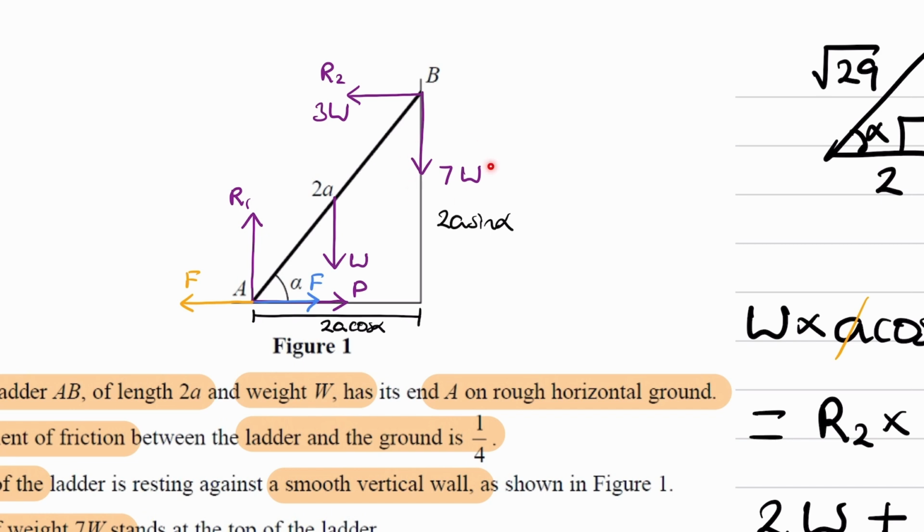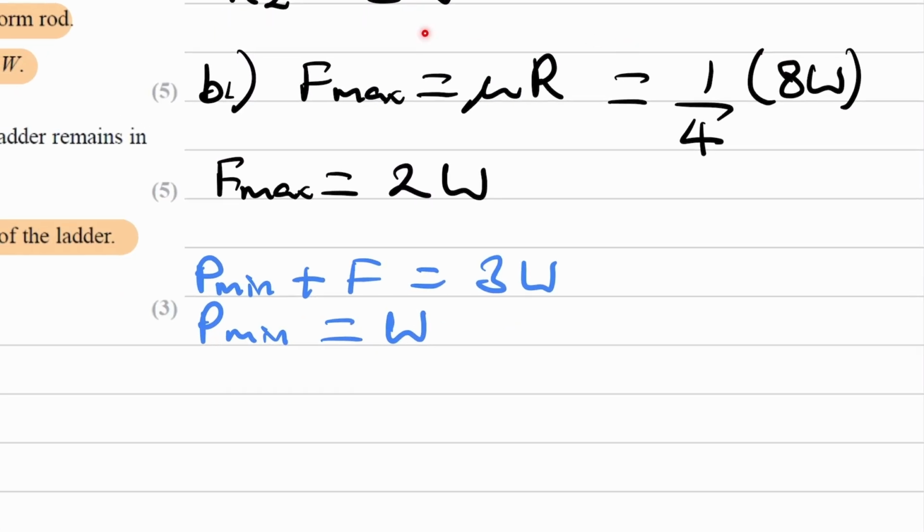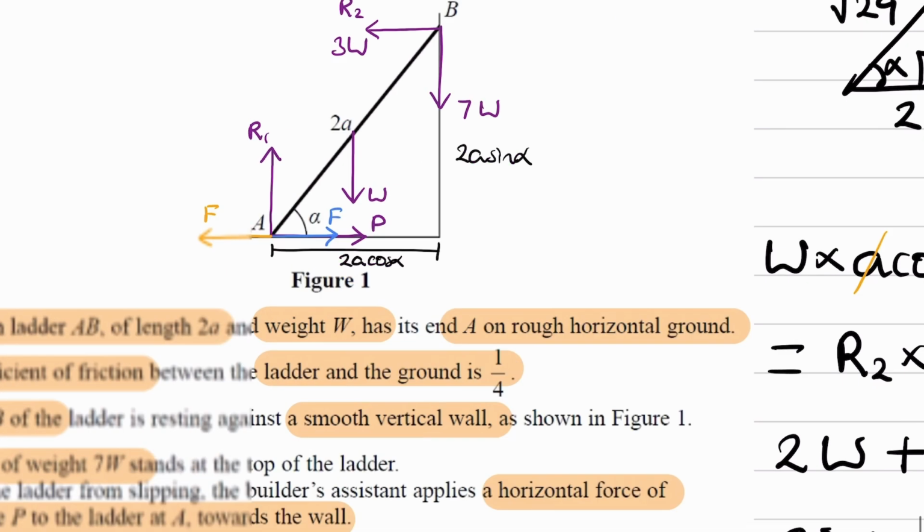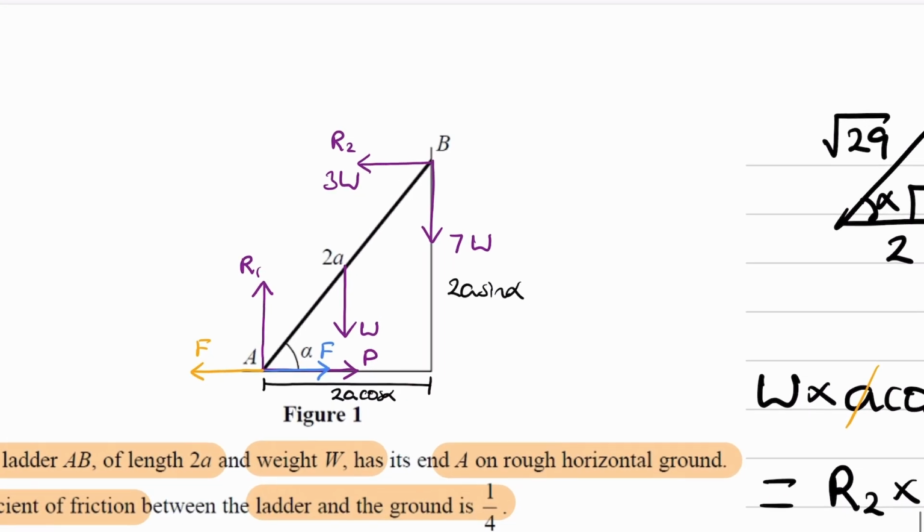We already have 7W going down here, W going down there. We'll have another weight force going down here. That increases the overall downward force on the ladder, and the upward force of R1 on the ladder must therefore increase to compensate for that. If the reaction force at A increases, that increases the frictional force, or the max frictional force. F max, the max frictional force, is equal to mu R. If the maximum frictional force is equal to mu R, and the reaction force here increases, we therefore have more frictional force available.